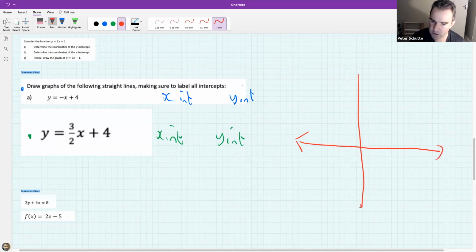So over to you. I want you to take these two graphs, find the x and y intercept for each of them, and then draw them on a Cartesian plane.